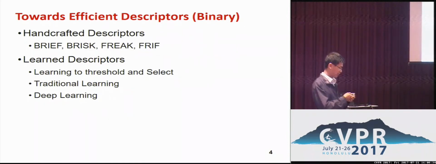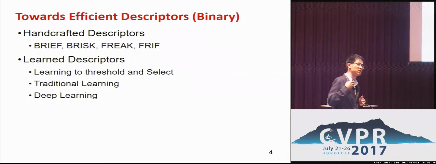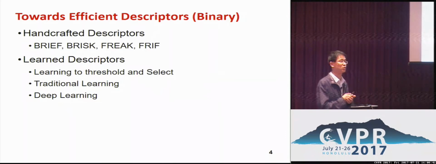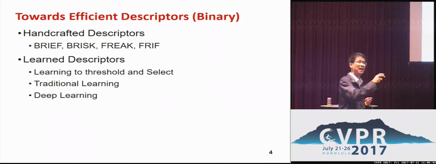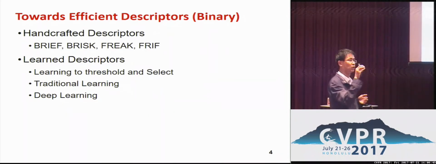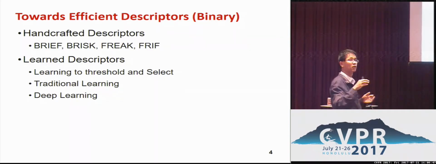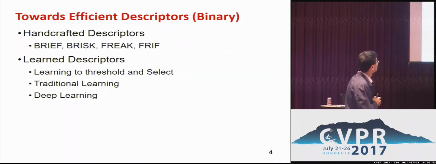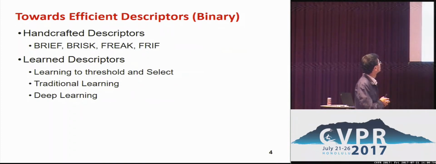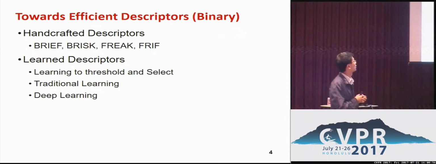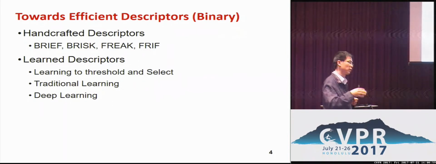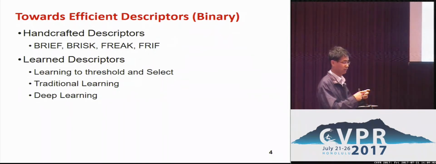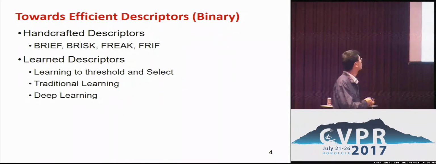For handcrafted, sometimes we use some human knowledge or prior knowledge to develop strategies or rules to extract binary features. For example, we can extract some local patches and then do some comparisons. Then we can get a binary stream for this image patch. For learning-based feature descriptors, we want to develop learning algorithms to extract the features for the given images or given videos.